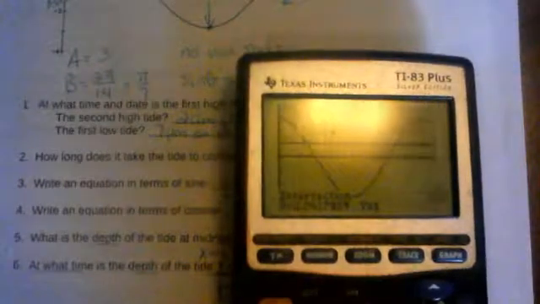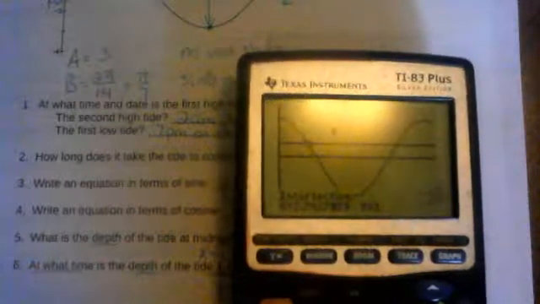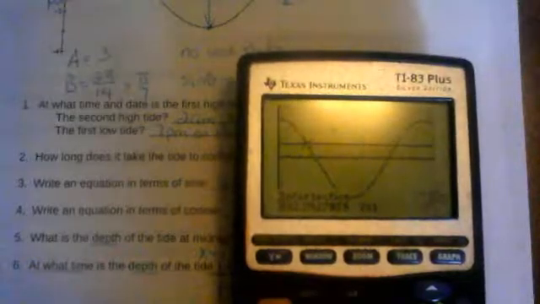So y is 1 when x is 2.743. Now, if we want to figure out exactly what time that is, because x is representing hours after noon on March 19th. Well, we know that 2 hours after noon would be 2 p.m. And this is 0.75 approximately of an hour, so that's going to be about 45 minutes.